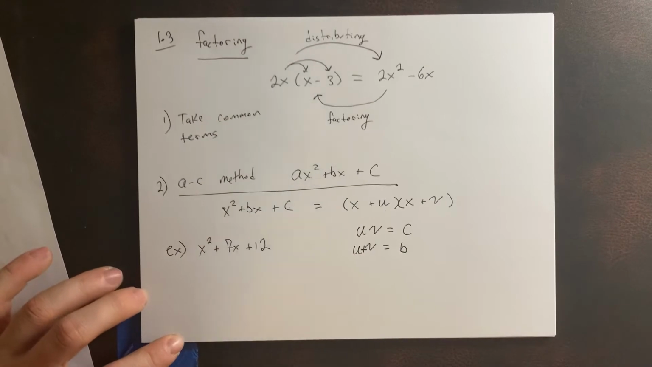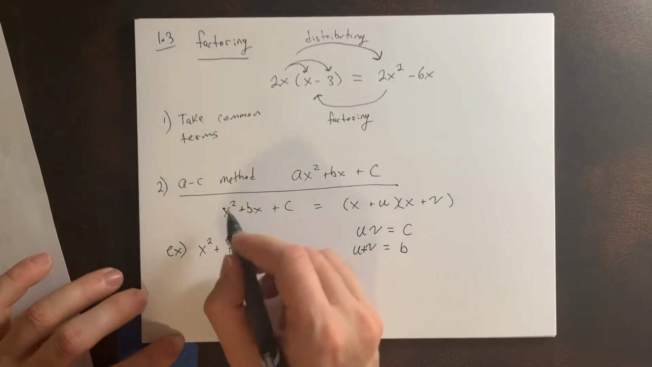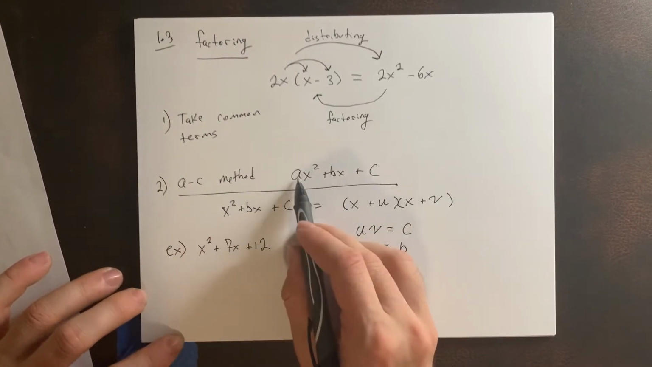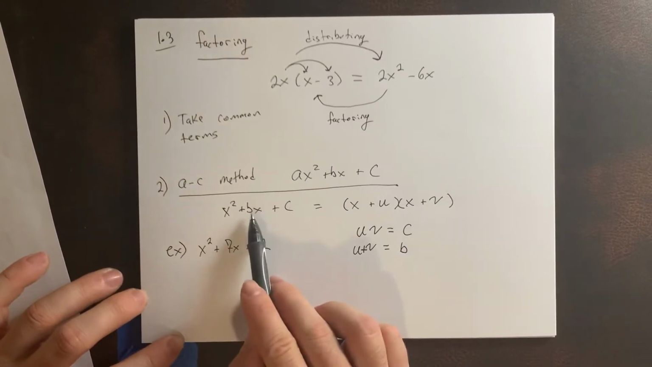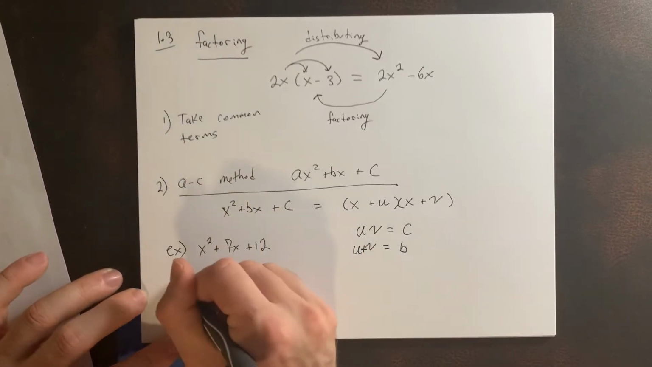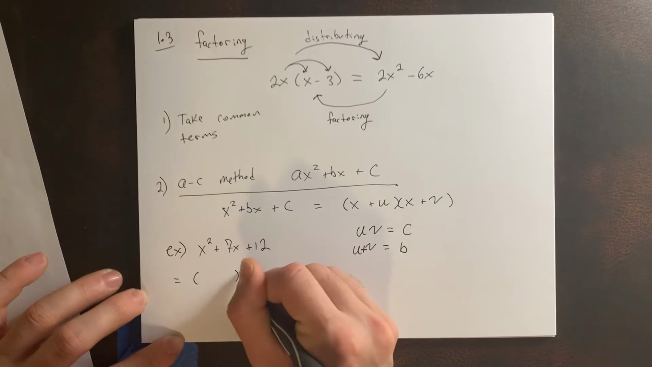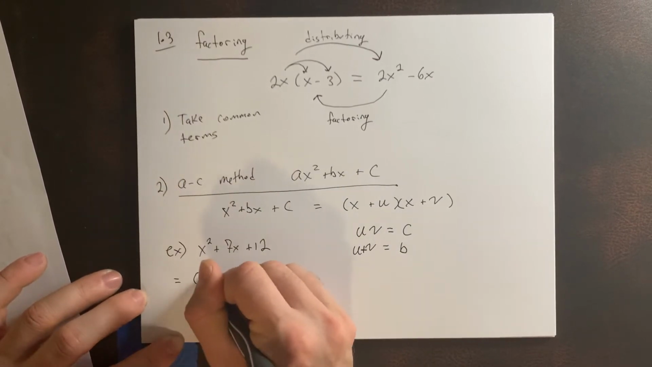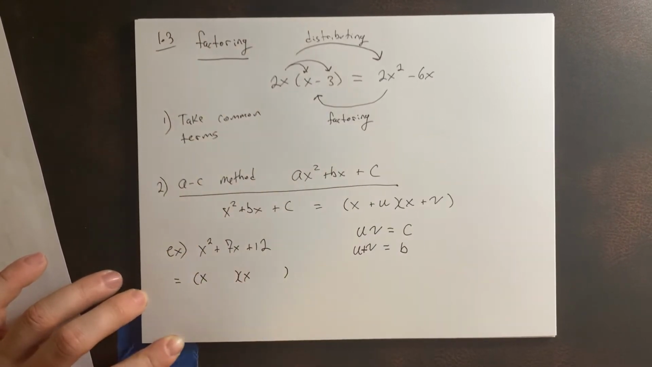Right now we're only talking about the AC method when the number in front of the x squared, this a, is a 1. And we said when that happens, we do this step. The first thing we're going to do is just write 2 sets of parentheses. An x goes here and an x goes here. That's always the first step.